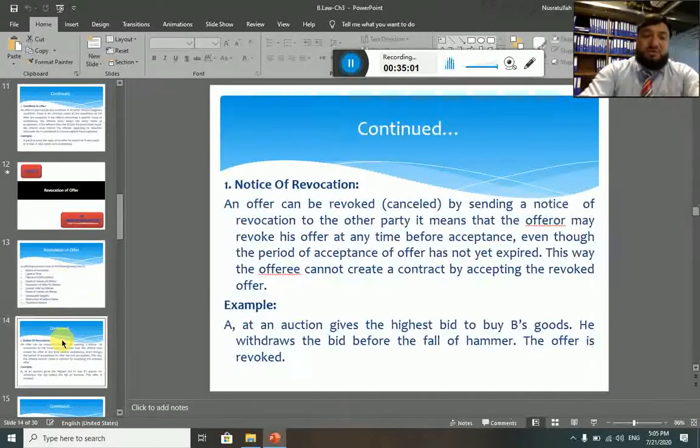Okay, now let's talk about them in detail. An offer can be revoked or cancelled by sending a notice of revocation to the other party. It means that the offerer may revoke his offer at any time before acceptance, even though the period of acceptance of the offer has not yet expired. This way, the offeree cannot create a contract by accepting the revoked offer, right? For example, we have given an offer to someone, and we have given him 3 days to accept the offer or to let us know. On the third day, right before he sends us acceptance, we send another notice for revocation of the offer. The offer legally revokes, so the other party cannot accept that offer, and he cannot sue us in a court of law as well, right?